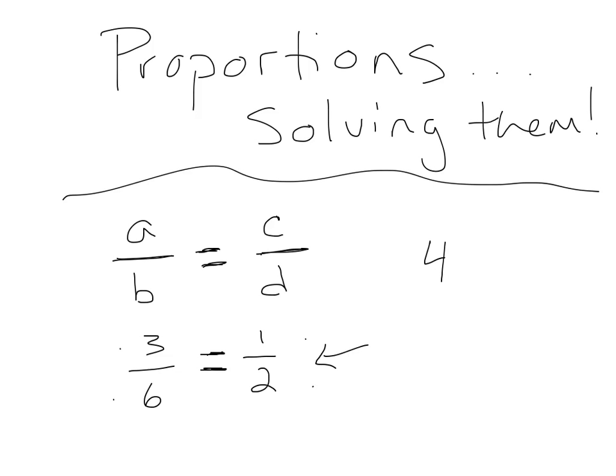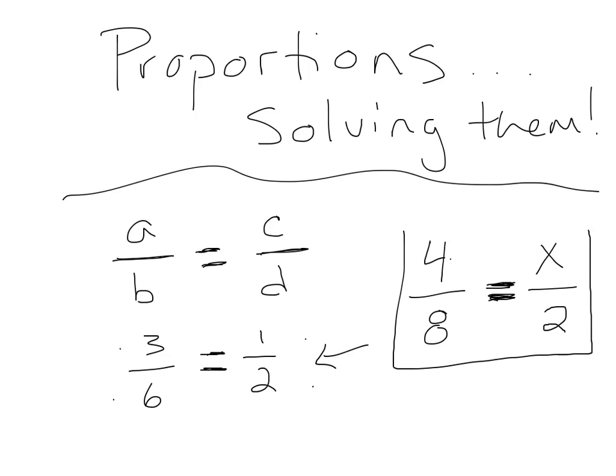So if you have 4 over 8, or 4 to 8, as the ratio, what must x be in order for this to be a true statement? In order for this proportion to exist, in order for this ratio here to be equal to this ratio here, what must x be? If you said 1, congratulations, you win. Nothing. But yeah, x must be 1.